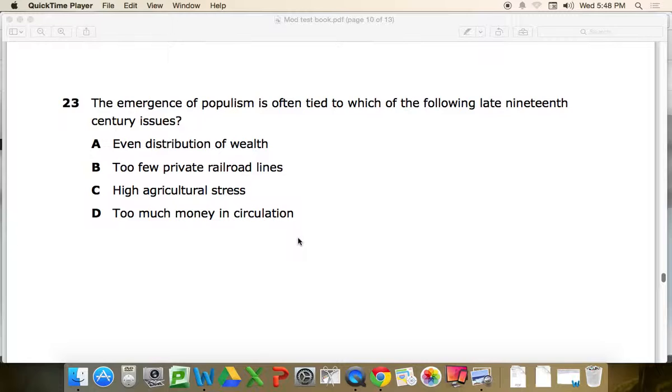The emergence of populism is often tied to which of the following late 19th century issues? It's high agricultural stress. Populism is tied to farmers. So farmers are involved in agriculture. So that's what you should be looking at. And they wanted more money in circulation. So it can't be D. They want government regulation of railroad, and it's because you've got farmers that are really, really hurting financially. So high agricultural stress, and we talked about populists quite a bit, so you should have recognized that answer.